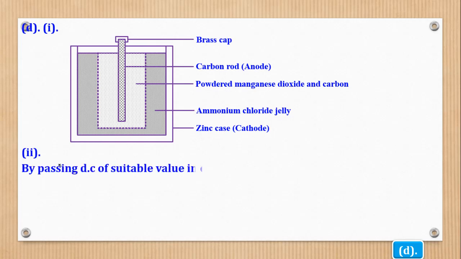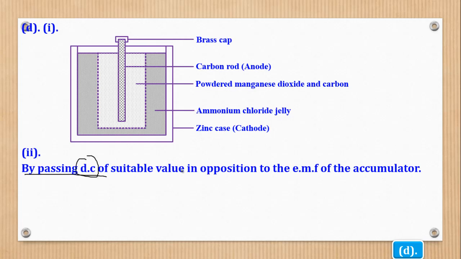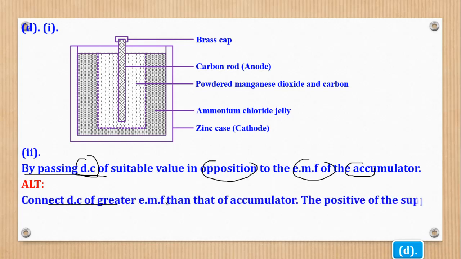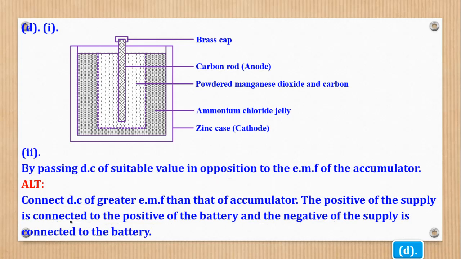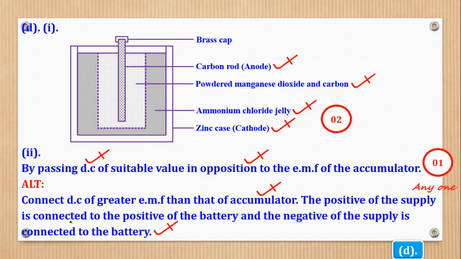Roman 2, how to charge a lead acid accumulator. 1, you can do so by passing DC of a suitable value in opposition to the EMF of the accumulator. Alternatively, you can say connect the DC of greater EMF than that of the accumulator. The positive of the supply is connected to the positive of the battery, and the negative of the supply is connected to the negative of the battery. And that's what they wanted.